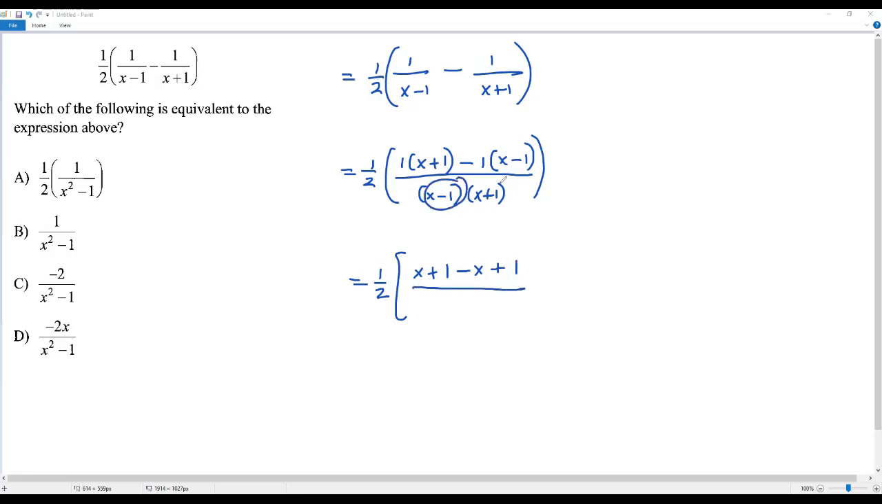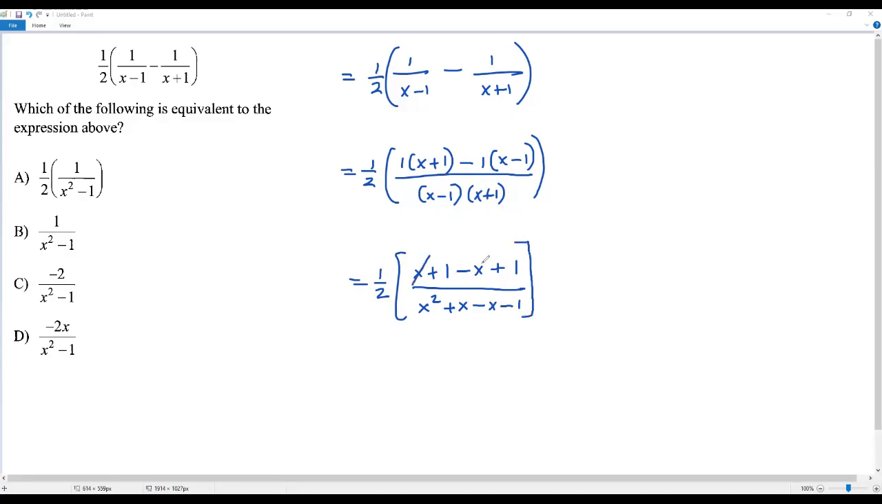Now we can multiply the two binomials over here using the FOIL method. Let's multiply the first terms, x and x. I'm getting x squared. Now I can multiply the outer terms. x times positive 1 is positive x. Now let's multiply the inner terms. Negative 1 times x is negative x. Now let's multiply the last terms. Negative 1 times positive 1 is negative 1, because negative times positive is negative. 1 times 1 is 1.